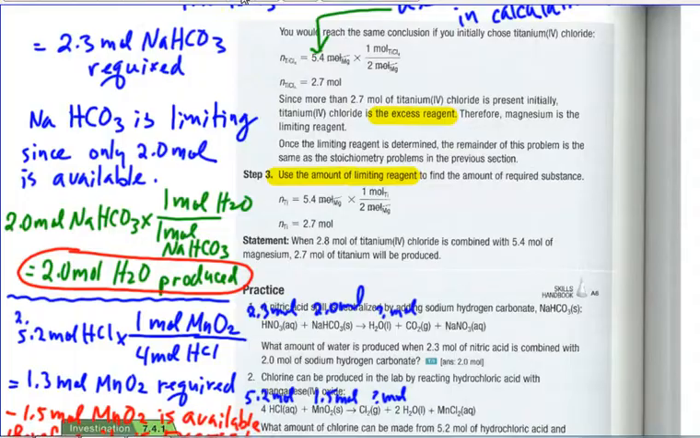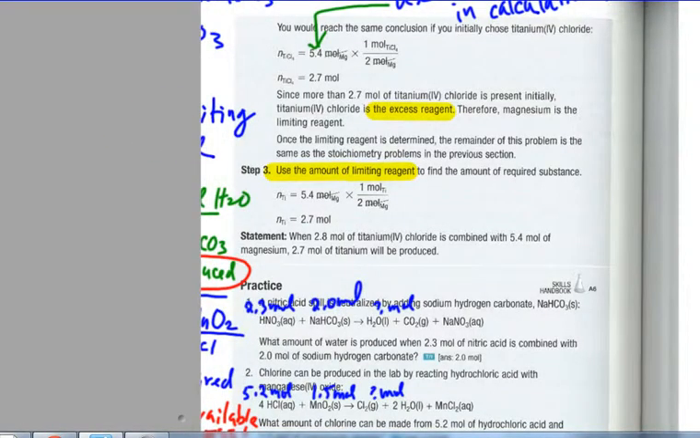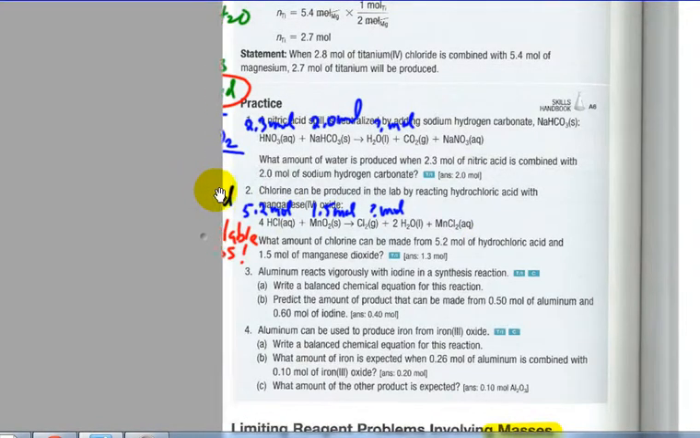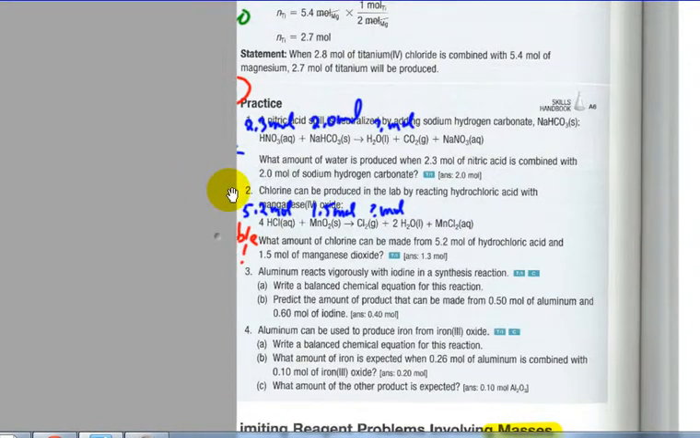Okay, so next here I have the practice questions 1, 2, 3, 4. I'm going to do the first one with you, so we can see exactly how to do that. And then I'd like you to run through questions 2, 3, and 4, whatever you think you need to do. And of course the answers are here, which are nice because you can check your work.